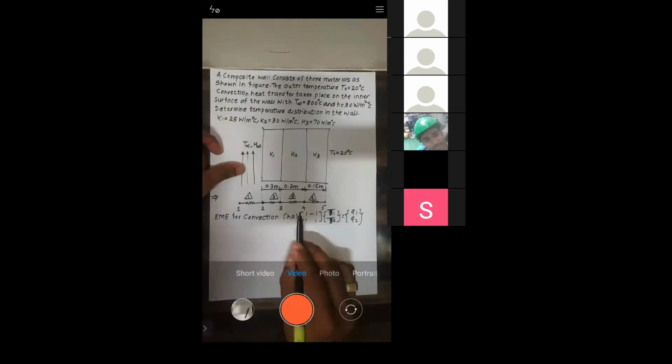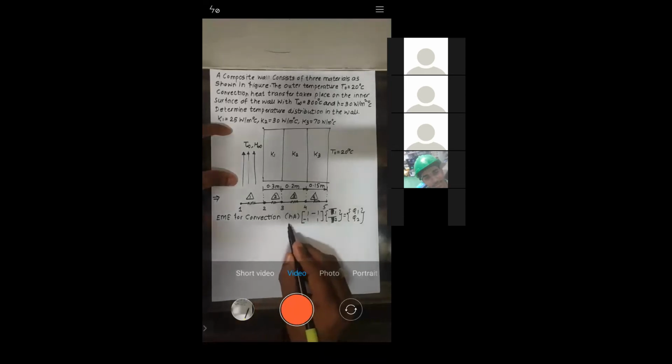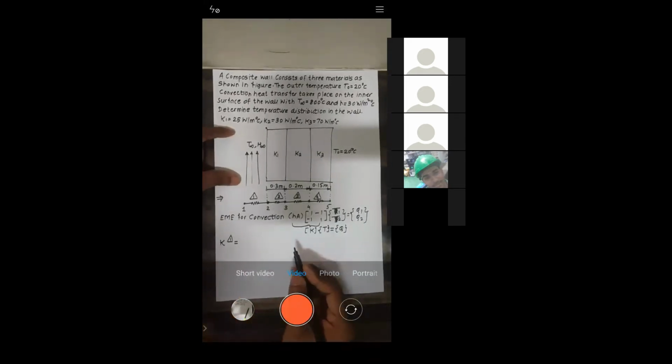So HA [1 -1; -1 1] {T1 T2}, right? T1 and T2 are the temperatures, and Q1 and Q2 are the heat flow, right? So this particular term is called the stiffness matrix, multiplied by displacement or temperature, that is T, is equal to Q. Understood? So now write down the stiffness matrix for element number 1.